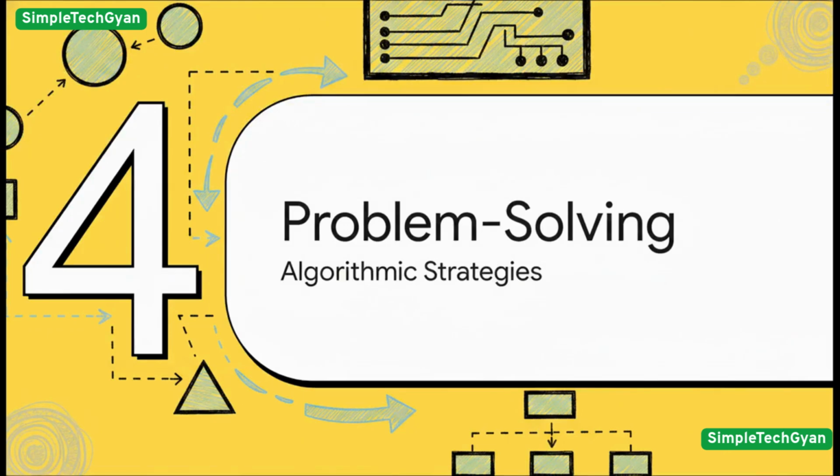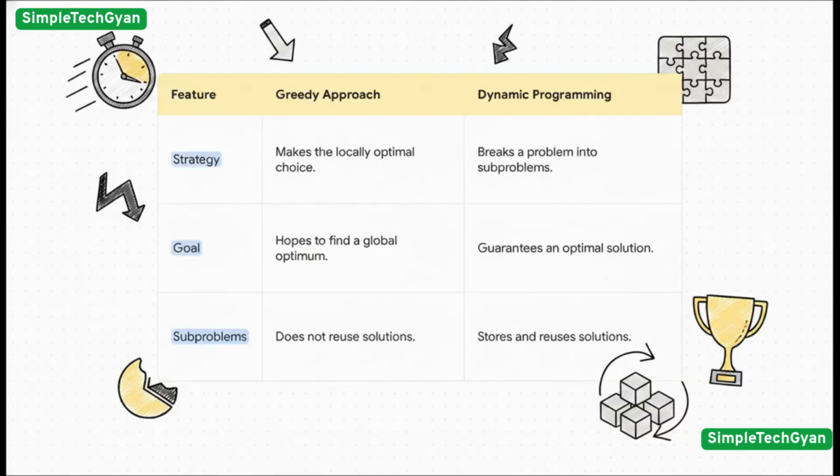All right, let's zoom out for a second. Beyond just these individual tools, programmers have bigger, more general strategies for tackling problems. Think of them as blueprints. These are the high-level game plans that help us structure our solutions. So let's look at two classic blueprints here: the greedy approach versus dynamic programming.